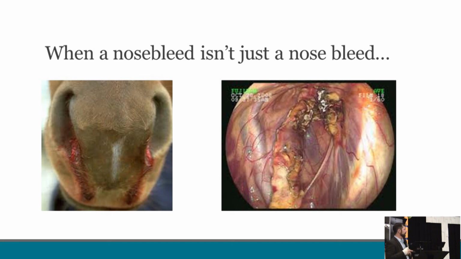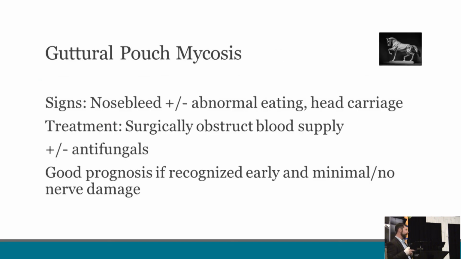So again, signs can include a nosebleed, but not always. It can also include signs such as abnormal eating and head carriage. The treatment for this, you can use antifungals, but typically the antifungals don't work that fast, and in the meantime, that fungus is still eating away at all of those really important vessels, and so there's a high risk that at some point those arteries are going to rupture and the horse is going to bleed out.